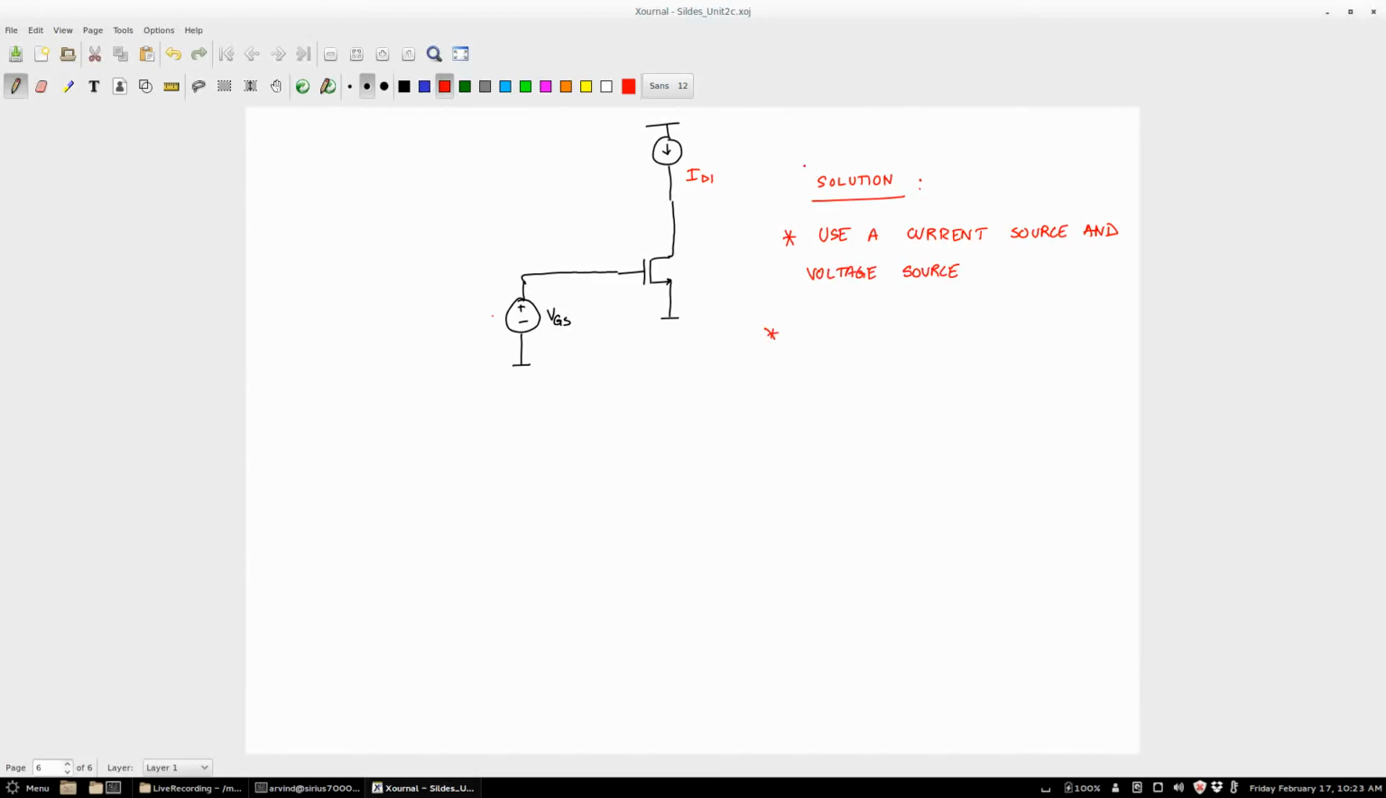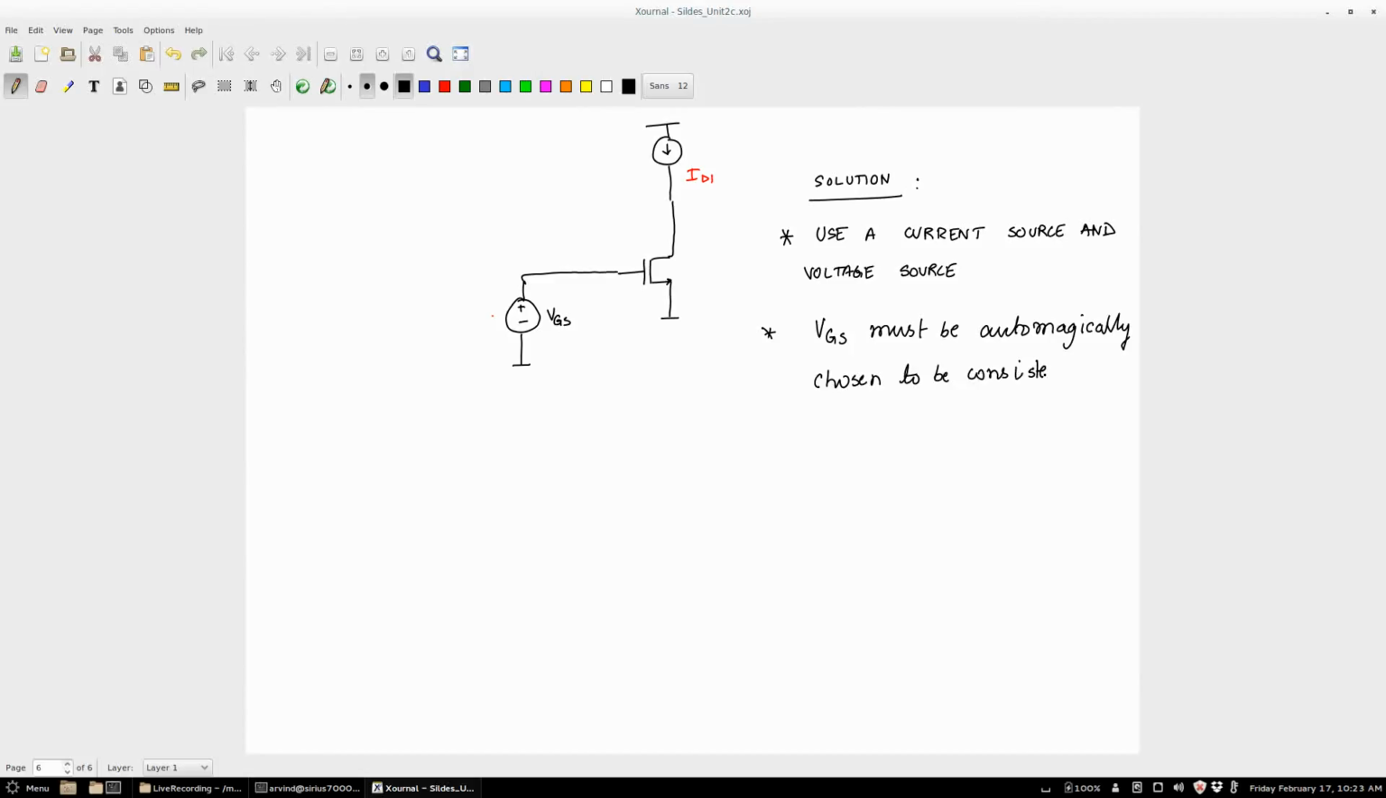So the solution is to use a current source and a voltage source, right? There are many ways of doing it, so let us not jump too fast. I am trying to develop this systematic way.